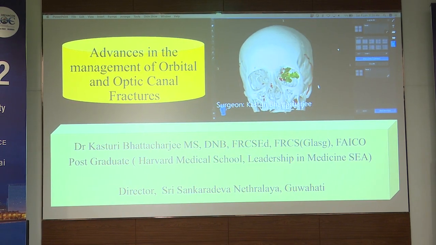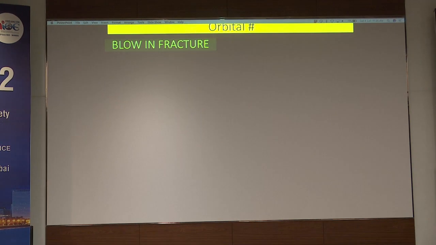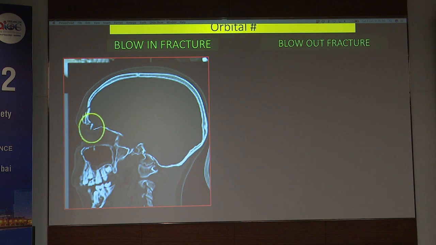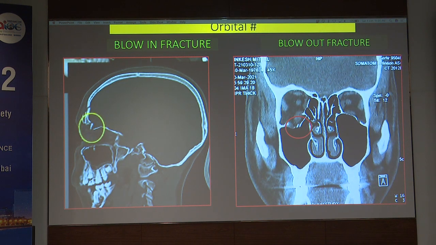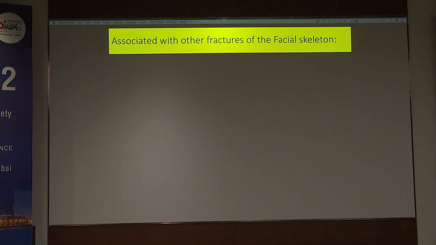So I'll be speaking on advances in the management of the orbital and optic canal fracture. When we start with the orbital fracture, it can be classified in a very simple way as either a blow-in fracture or a blowout fracture. Or it becomes more complicated when it becomes a pure fracture, where the rim is intact and the walls are fractured, or an impure fracture, where you see the fracture of the rims and also the wall.